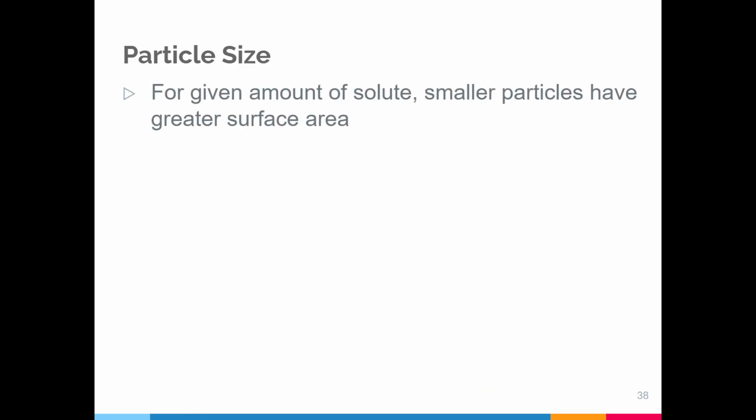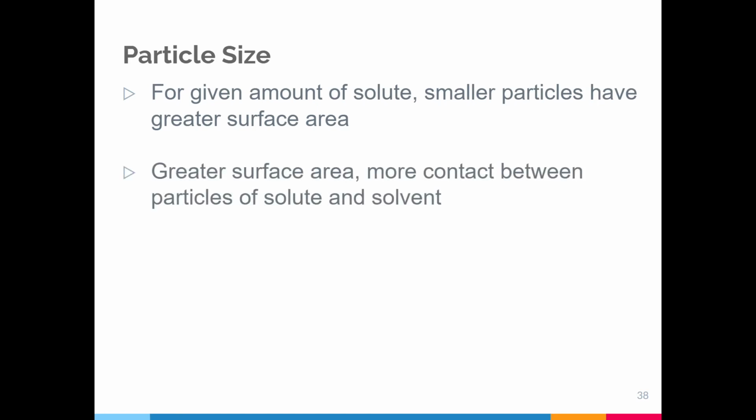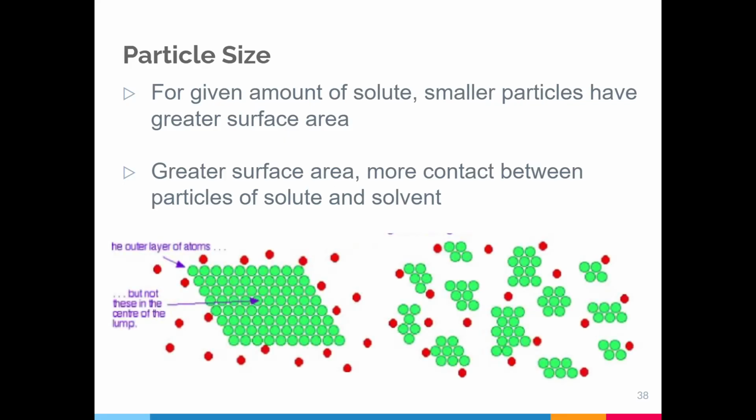Particle size. For a given amount of solute, smaller particles have greater surface area. This means there's more contact between particles of solute and solvent, expressed visually here. So essentially for dissolution to occur, the red circles have to come in contact with the green circles. On the visual on the left, the red circles can just attach or come into contact with the green circles on the outside of the shape. But if you increase the surface area by making smaller particles, the red circles can interact and attach to the green circles in a higher number of options.